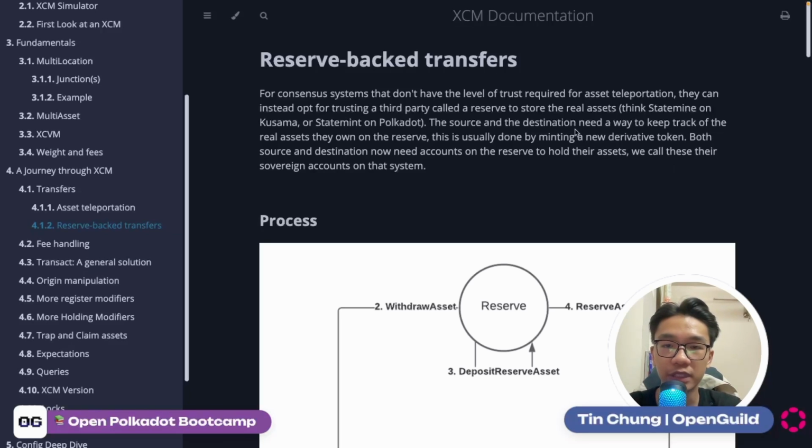How about the reserve-backed transfer? Different from teleportation, here the source chain and the destination chain do not have to trust each other. So let's say you want to transfer the asset from chain A to chain B, but chain B cannot trust chain A, and likewise. So what happens here? One way for both chains to transfer the asset across is to rely on another third-party chain, which we call a reserve chain. This allows two consensus systems to transfer assets across the network, relying on the reserve asset on another chain.